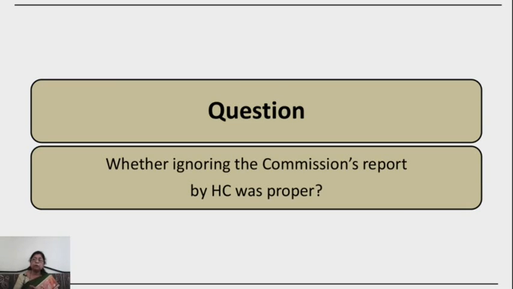Now, the question before the court is, was the ignoring of the commission's report by the High Court proper? So, the second report of the commission, which was constituted by the division bench itself, and the division bench itself has given the decision ignoring that report. It only looks into the earlier facts. It does not look into the report which has been presented by the commission. So, whether that is a proper thing is a question before the court.